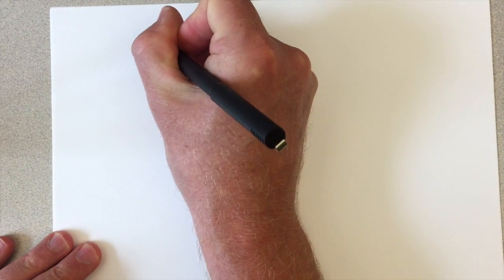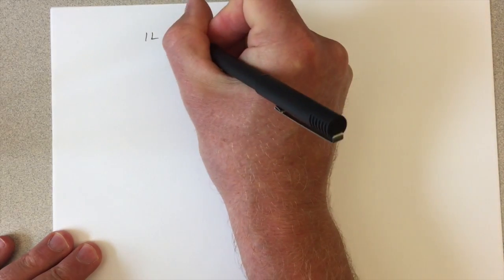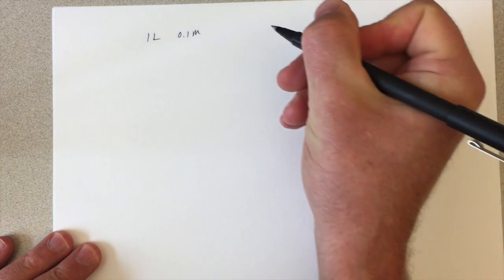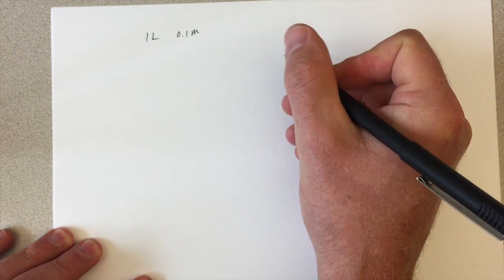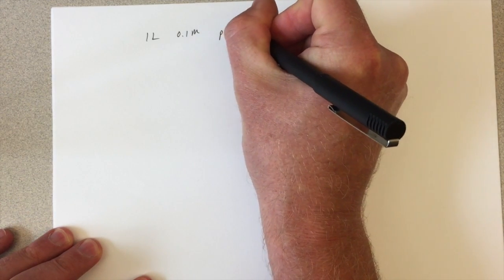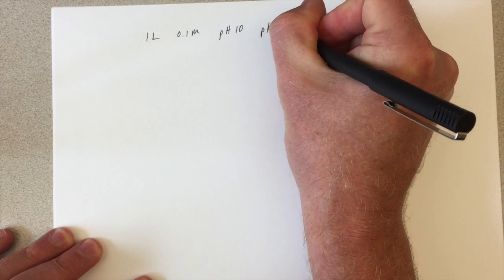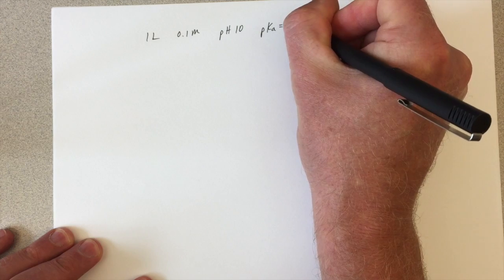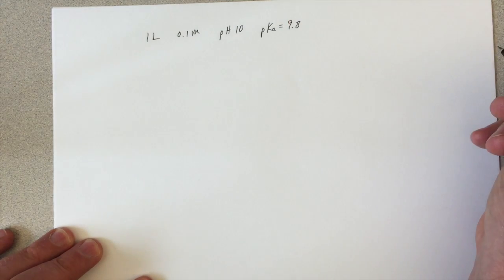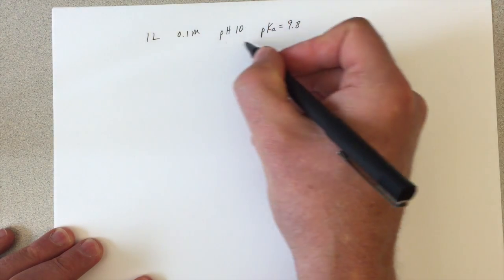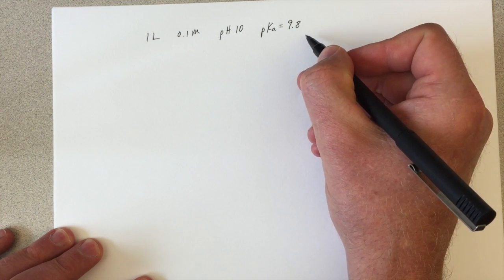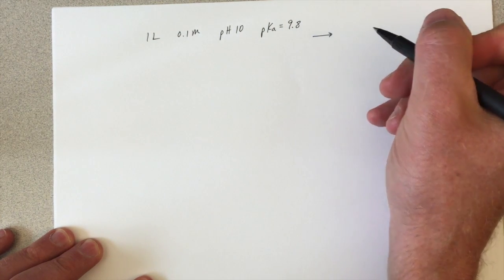Okay, I promised to do a video about the third buffer problem from the PowerPoints about the glycine buffer. We're told we have 1 liter of a glycine buffer that's at 0.1 molar concentration, at a pH of 10, and the pKa of glycine is 9.8.